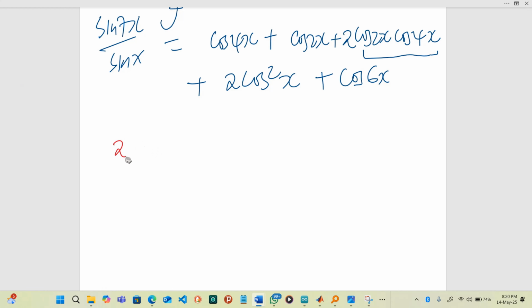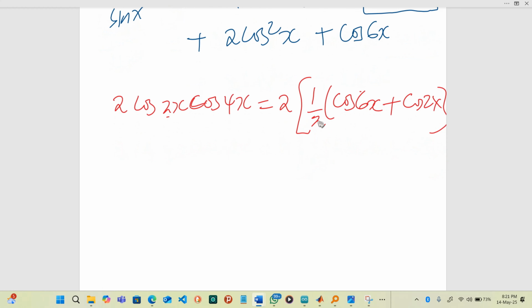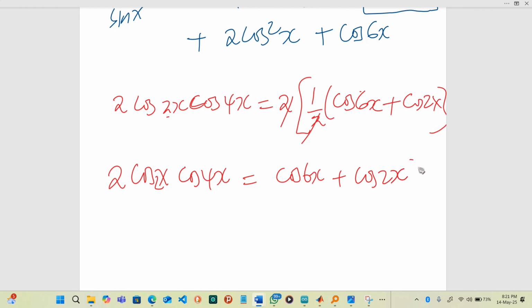So we know that 2 cos 2x cos 4x is equal to 2 into a half. A half what? This is going to be cos, we just add this and that, so this becomes cos 6x plus, then this minus that, so we'll have cos 2x. So meaning this and that will cancel, and therefore we will find that 2 cos 2x cos 4x is the same as cos 6x plus cos 2x.